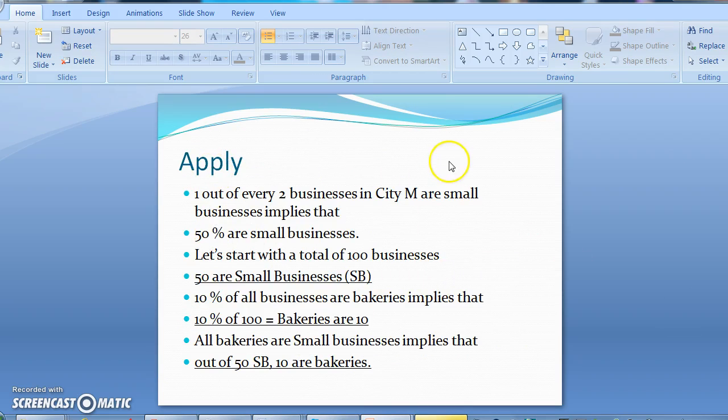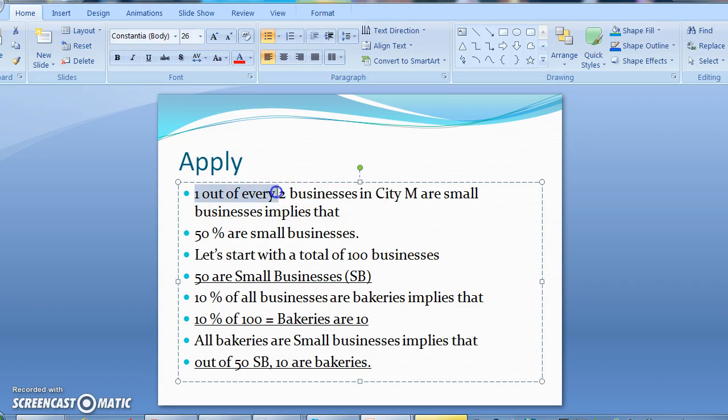So now let's apply all of that and break it down sentence by sentence. The first sentence, 1 out of every 2 businesses in City M are small businesses, implies that 50% are small businesses. Suppose the total is 100 businesses, then 50% of 100, which is 50, are small businesses.